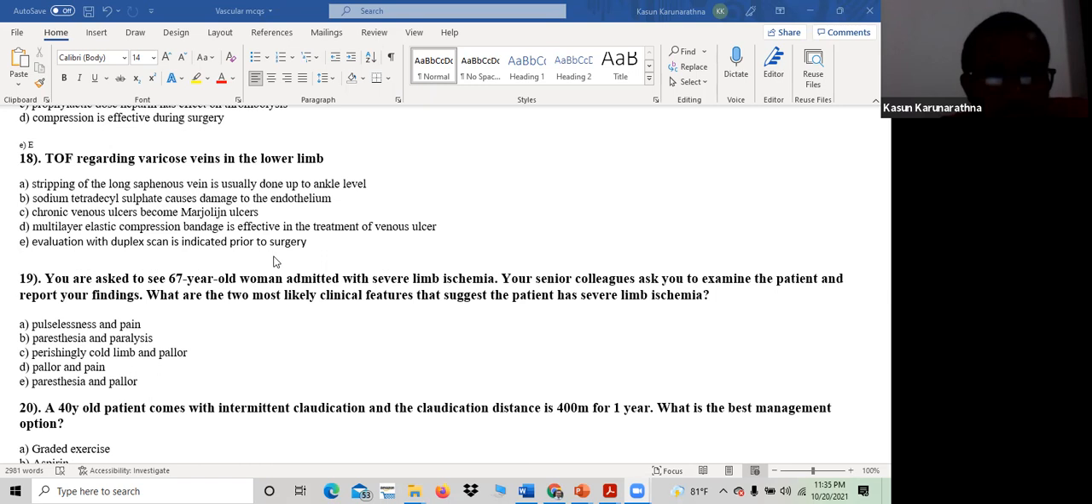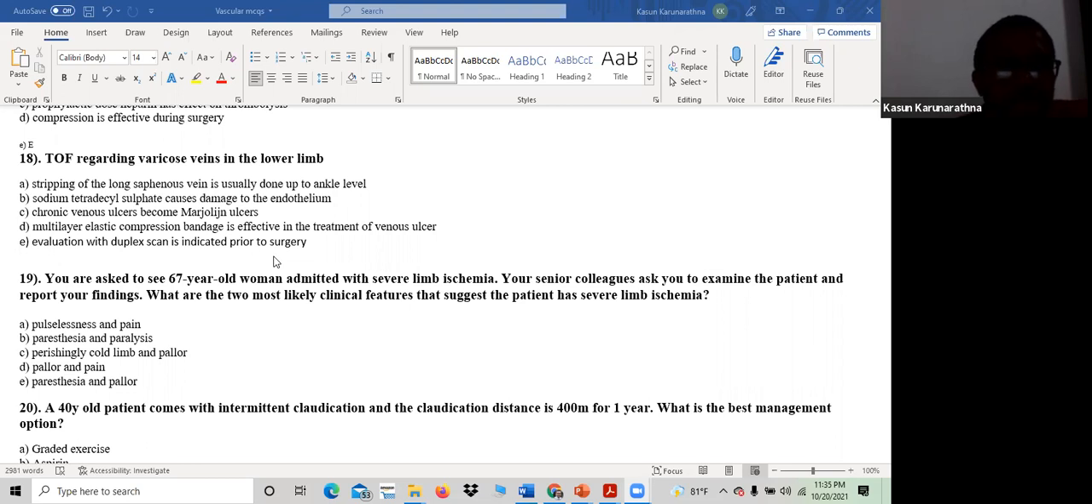Yes, that is true. Any non-healing ulcer can become malignant, and in chronic venous ulcer there is also a possibility. Multi-layer elastic compression bandage is effective in the treatment of venous ulcer. Yes, that is a method of conservative treatment.